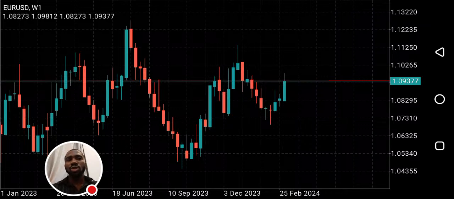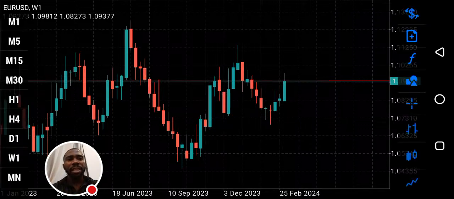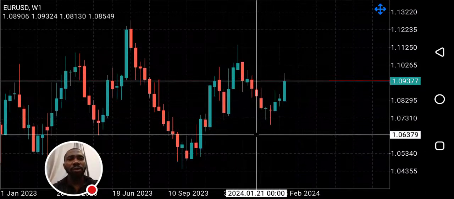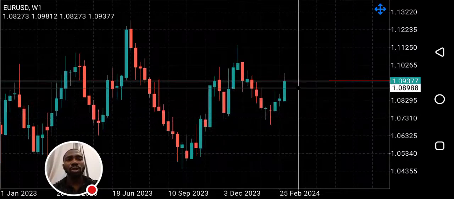It closed strongly bullish. Now, if you look at the structure we have on the weekly time frame, this is a bullish structure. You will agree with me, right? That this is a bullish structure. That tells you that the longer term trend is bullish.